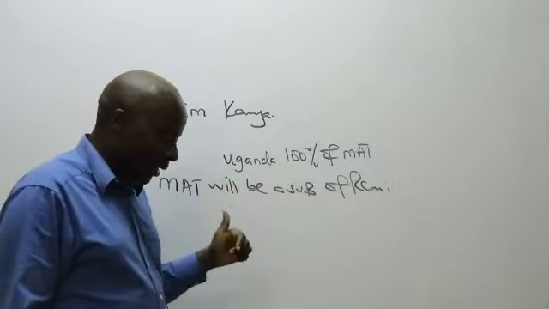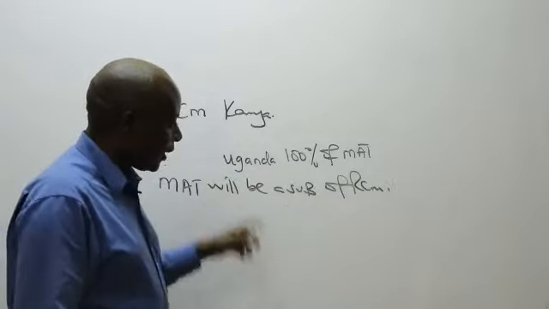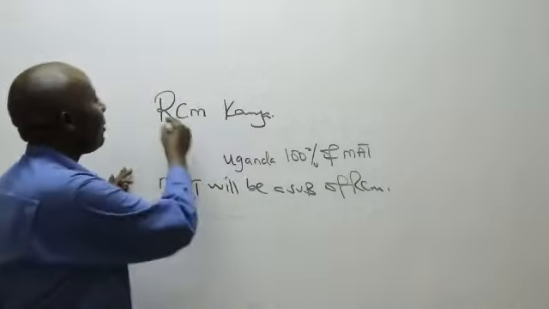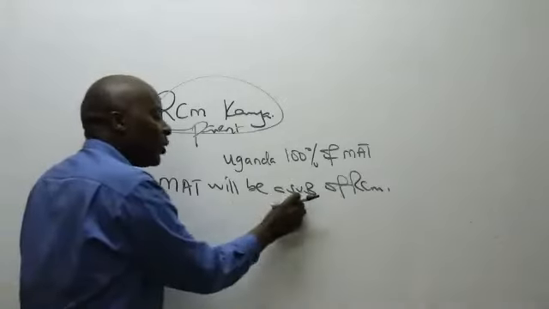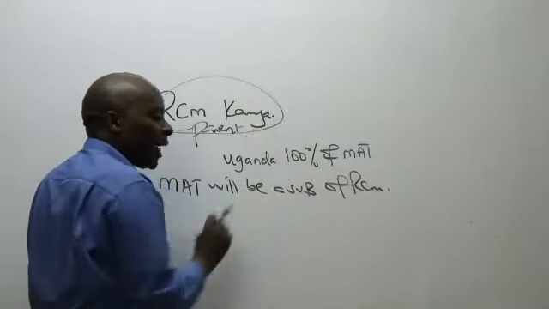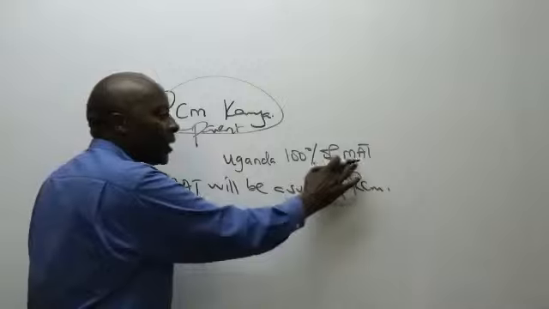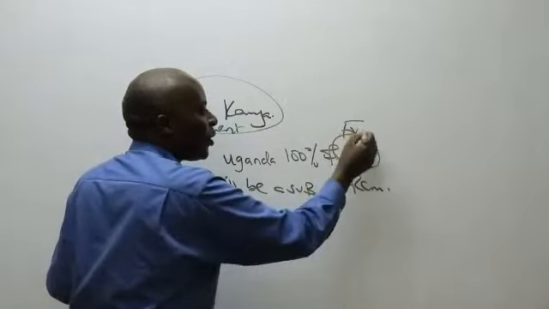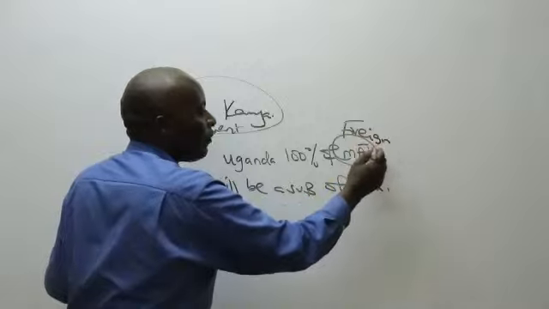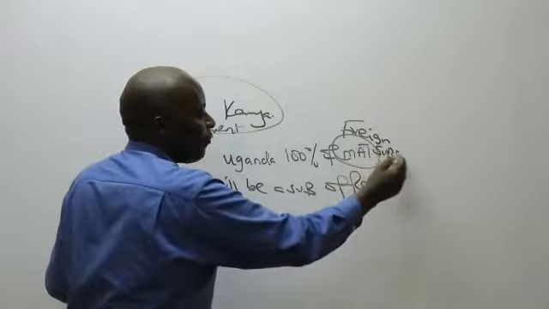However, ladies and gentlemen, one thing we need to know is that now RCM, which is the parent company, has a subsidiary which is located in a different country. So then MAT, which is a subsidiary in Uganda, will be called a foreign subsidiary.